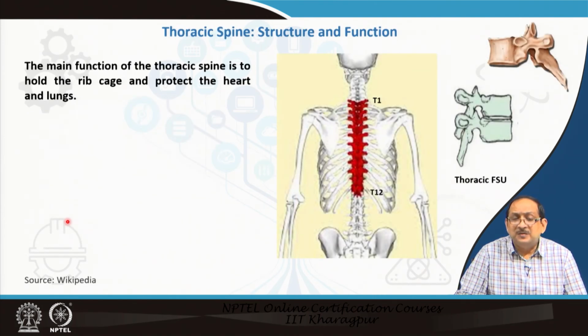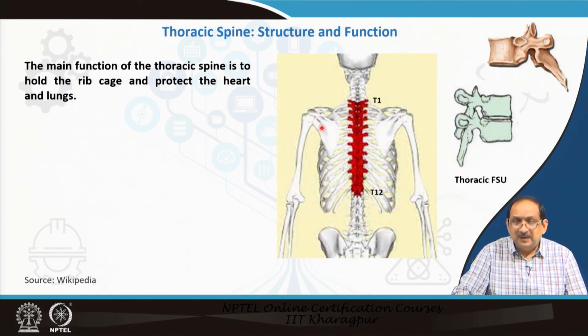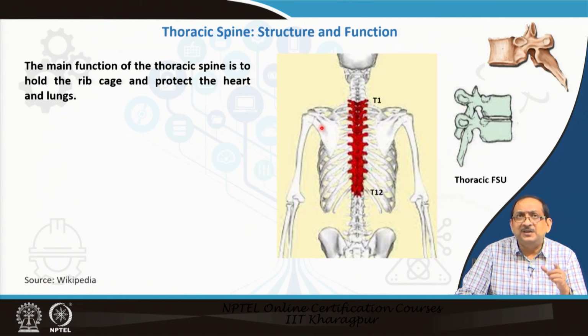Let us now discuss more about the thoracic spine, its structure and function. As shown in the figure, we see the thoracic spine consists of vertebrae T1 to T12. The structure of a thoracic functional spinal unit as well as one vertebra is shown on the right hand side. The main function of the thoracic spine is to hold the rib cage and protect vital organs like the heart and the lungs.